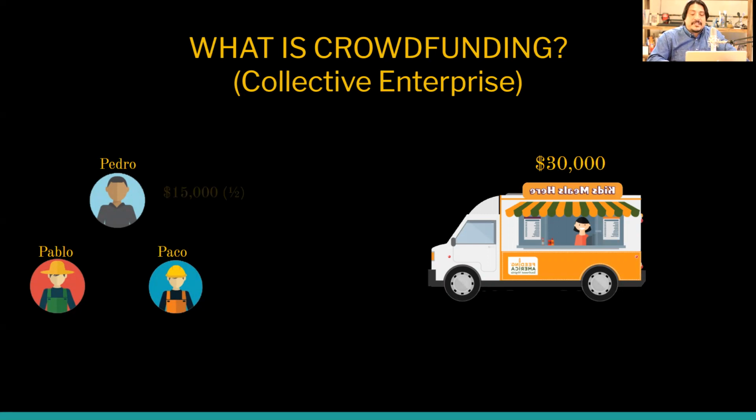So the money is distributed in a way that matches whatever they contributed. Pedro put in $5,000, so now he gets half of the return on investment, which is $15,000. Then Pablo gets $9,000 and Paco gets $6,000. So that's how they split the $30,000.